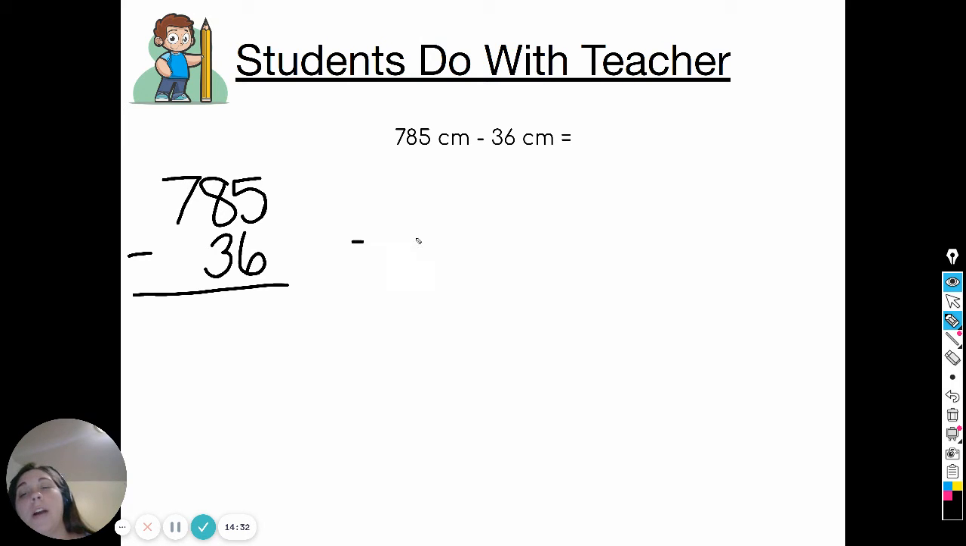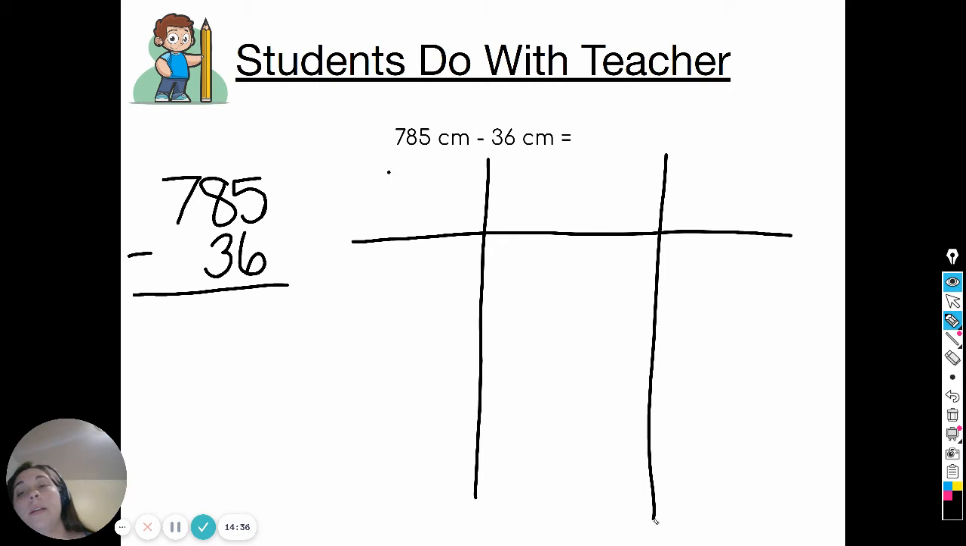Once you have your standard algorithm written, we're going to make our hundreds chart. Hundreds, tens, and ones. Make sure you're doing this with me. It's the best way to be able to remember how to do it on your own.